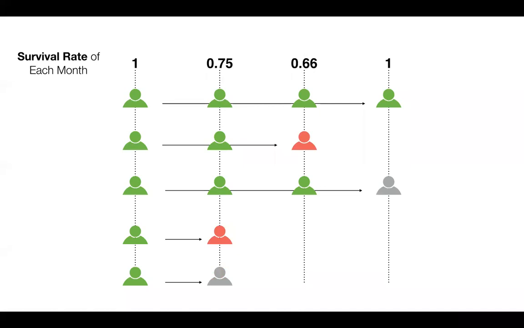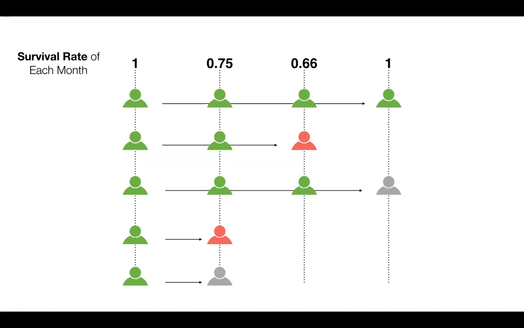For example, for the second month here, we have 5 people, but for the last person, we don't know if this person survived or not, so we exclude it. Then we can calculate the survival rate as 3 people who are still surviving divided by 4, right? 3 green plus 1 red. And we can calculate that as 0.75.